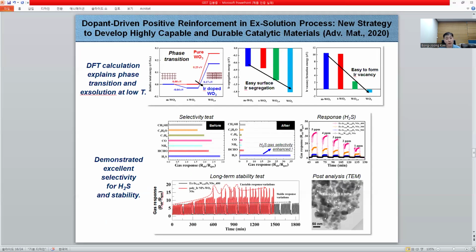Using DFT calculation, we proved that the iridium vacancy formation energy lowers down when iridium is doped. Furthermore, we find that the tungsten oxide nanosheets on which the exsolved iridium particles form demonstrate excellent selectivity and stability for hydrogen sulfide gas, as you can see in the gas sensing data.